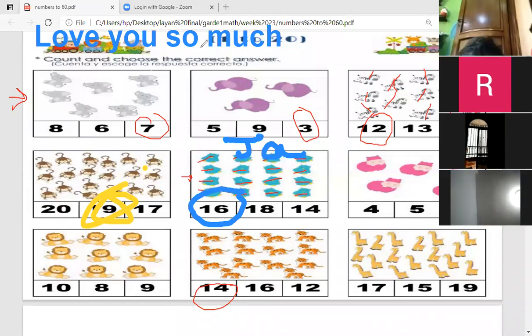Can you hear me? Can you unmute yourself? Yeah. Count, how many do I have here in this one? Count them and send me the correct answer. 3, 4, 5. Excellent. We have 5. Circle 5.